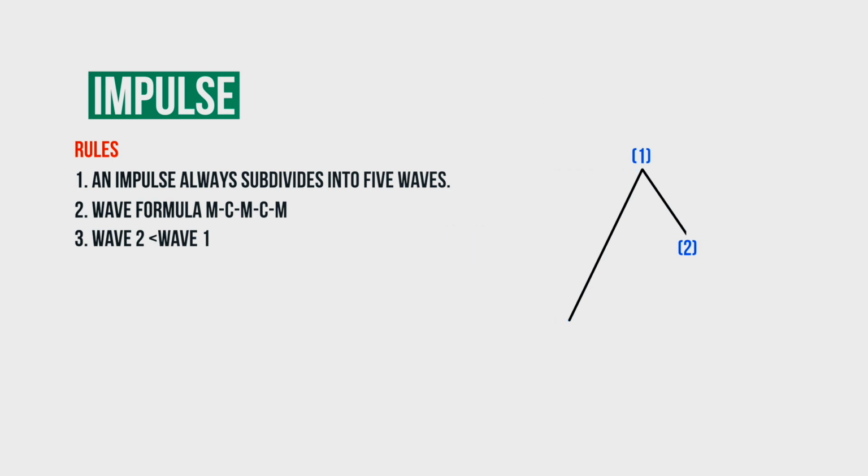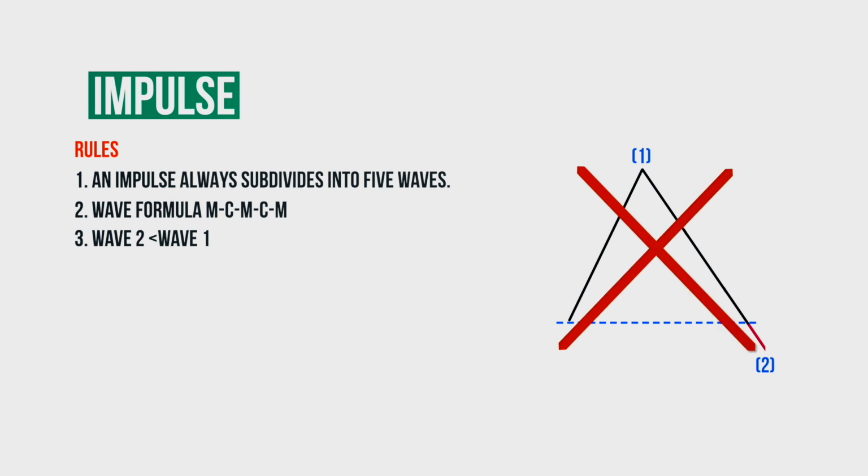So, wave 2 is always less than wave 1. This means that in its construction, wave 2 never goes below this level, that is, below the horizontal line through the beginning of wave 1. If wave 2 in its construction goes below this level, it means that we do not have an impulse wave pattern, but the beginnings of some other wave.